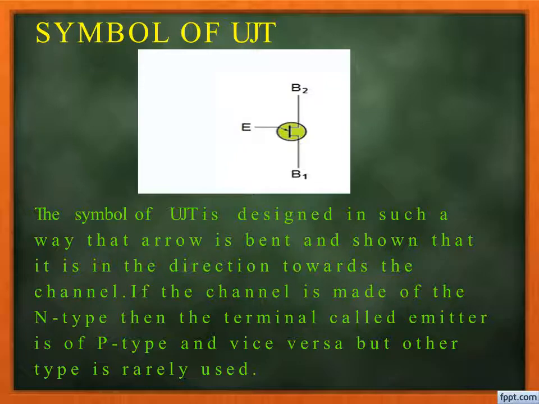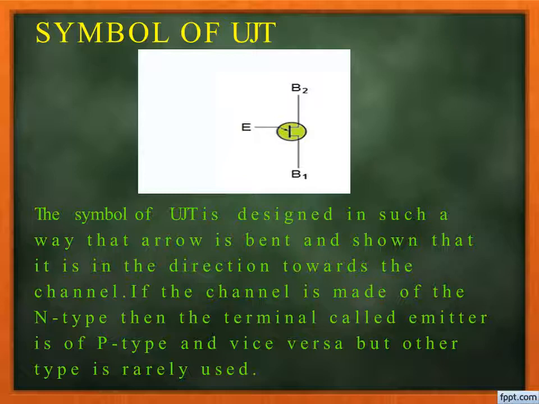Now here comes the symbol of UJT. Three terminals: the first terminal is base B1, second is B2 and third is the emitter terminal. In the symbol of the UJT, you can see the arrow. The symbol is designed in such a way that the arrow is bent and shown in the direction towards the channel.